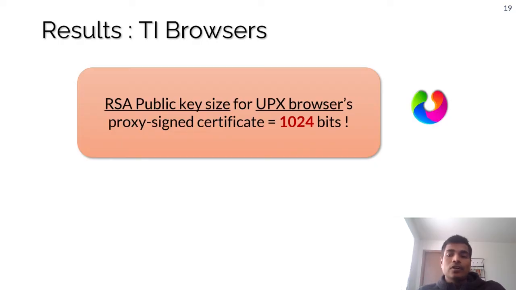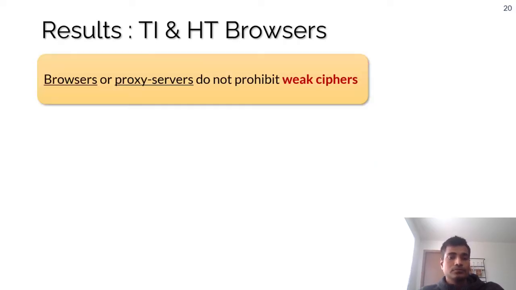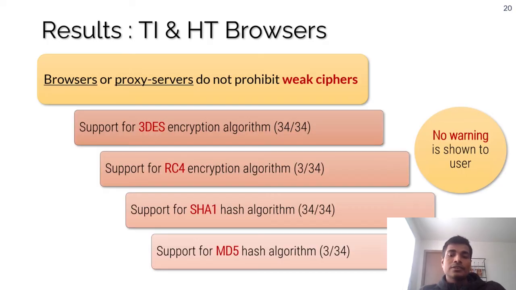This is one of the interesting findings that we found for the UPX browser, where its proxy-signed certificate uses a 1024-bit RSA public key, whereas NIST doesn't recommend usage of such short keys from a few years ago. In addition, we found usage of weak or broken cipher algorithms in the browsers or proxy servers. We found all the browsers, including the proxy servers, are using the weak and vulnerable triple-DES encryption and SHA-1 hash algorithm. We found 3 browsers using the severely broken and deprecated RC4 encryption and MD5 hash algorithm. And it's sorry to say that in the browser interface, no warning message is shown to the user about these weak parameters.